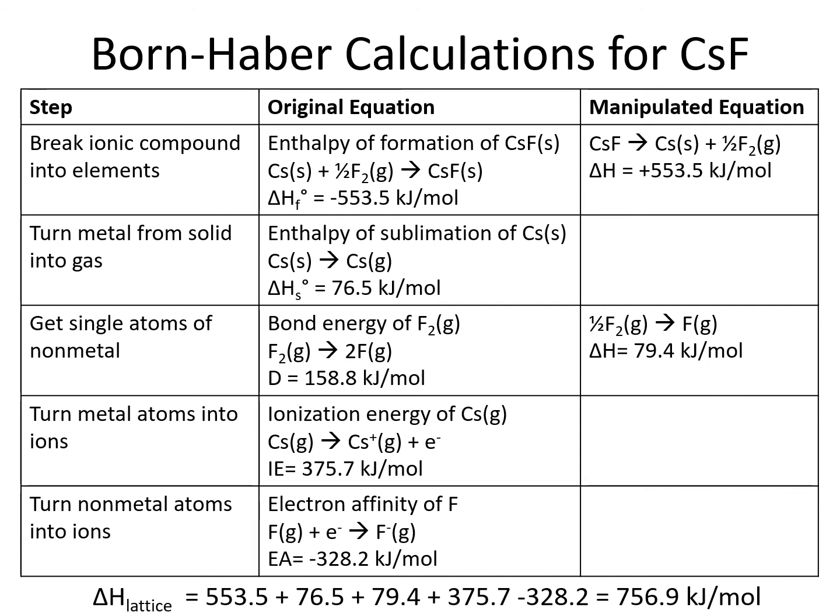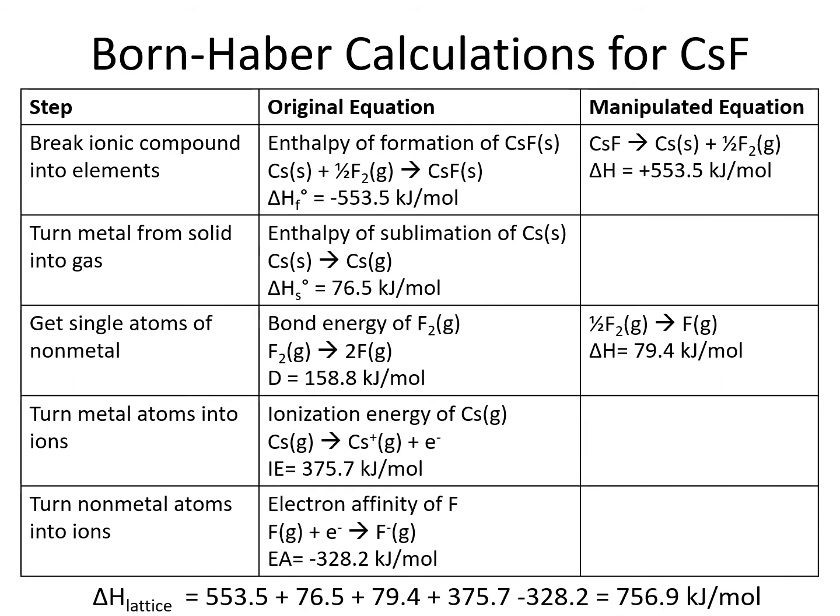Our second step is turning the metal from a solid into a gas. That's sublimation, and we would use the delta HS for that. Then we get to the single atoms of the nonmetal by breaking apart the bond. So if we have the fluorine molecule breaking apart into the 2 fluorine atoms, if we want to write our equation as 1/2 of the fluorine molecule going to 1 fluorine atom, we would have to divide our delta H by 2. If the bond energy for the F2 molecule is 158.8, we divide that by 2 and get 79.4.